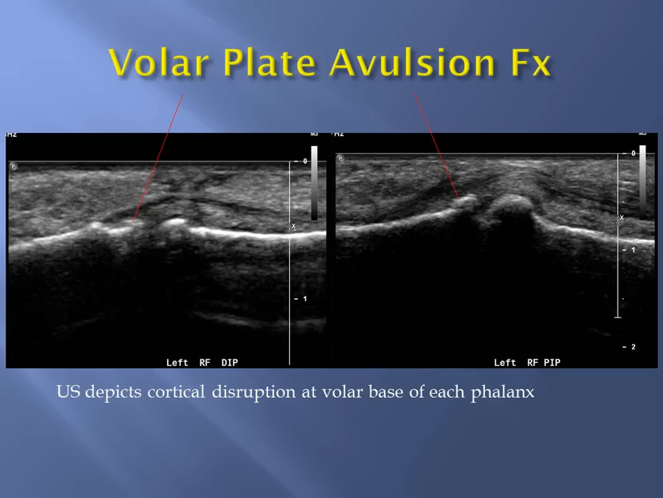So this same patient came to us for ultrasound examination because they could not flex their distal phalanx, or at the distal interphalangeal joint. So at the PIP, you see the disruption of the cortex and the volar plate fracture. But what we were surprised to see is at the distal interphalangeal joint, a similar finding with disruption of the cortex and a volar plate avulsion injury, which we could not see on the plain film.